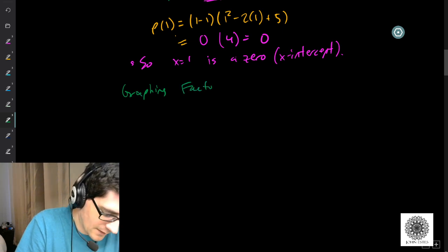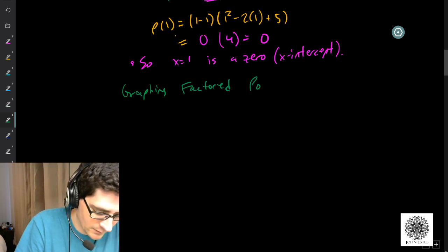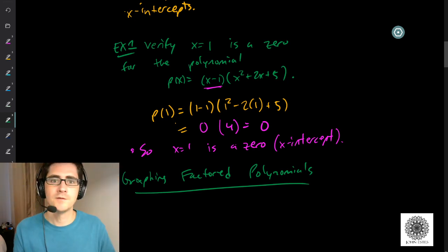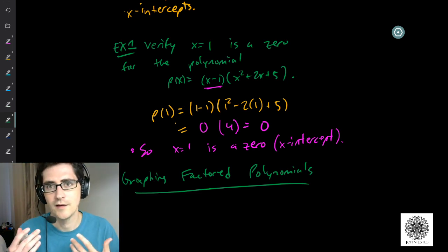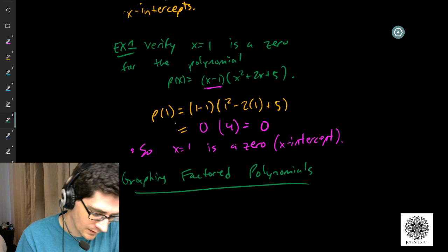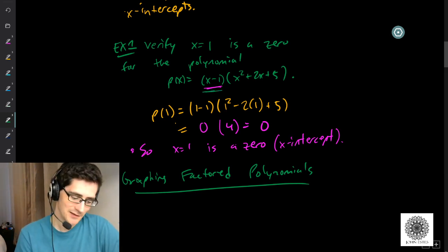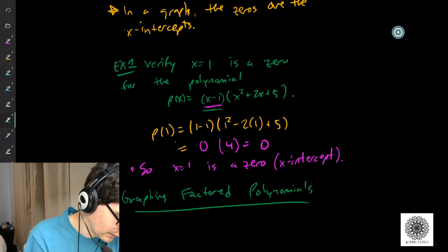And let's say we're graphing factored polynomials. The reason we want to graph the factored polynomials is because, look at the example we just did. It was obvious to me that x equals 1 was a zero. Why? Because I had this x minus 1 as a factor. And when I set it equal to 0, I could just say, well, let's take a look.